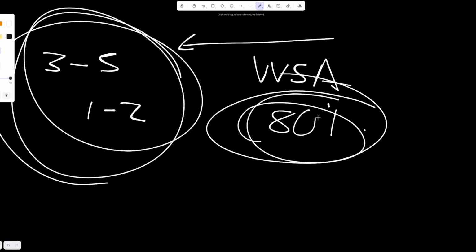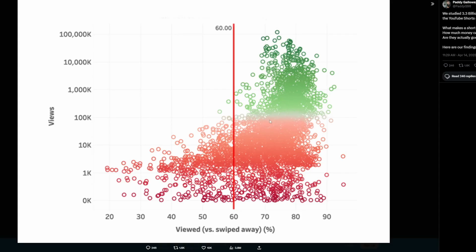And again, this study was done across 3.3 billion shorts views, dozens of channels and dozens of different niches, and over 5,000 shorts were analyzed. So this data is very reliable to say the least. So here's the graph to represent that. On the bottom axis, the x-axis, it's the swipe through rate. And on the y-axis, it is obviously the views.